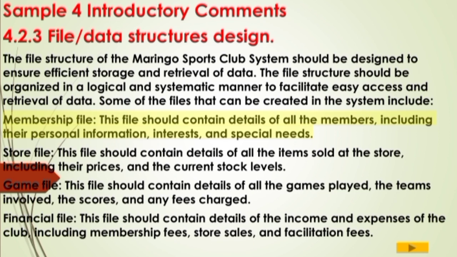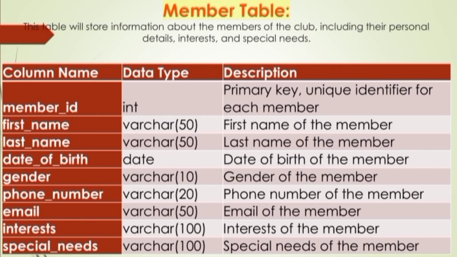This file should contain details of all the members, including their personal information, interests, and special needs. Store File. This file should contain details of all the items sold at the store, including their prices and the current stock levels. Game File. This file should contain details of all the games played, the teams involved, the scores, and any fees charged. Financial File. This file should contain details of the income and expenses of the club, including membership fees, store sales, and facilitation fees.